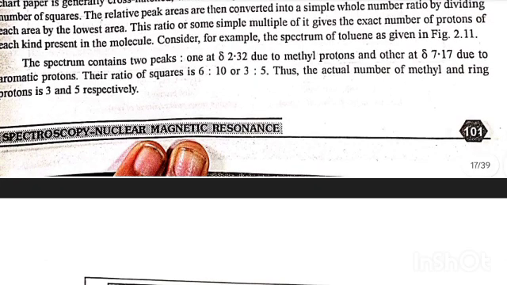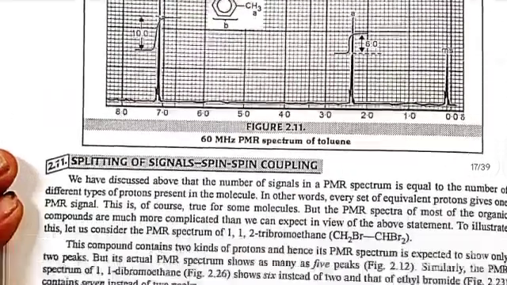The relative peak areas are then converted into a simple whole number ratio by dividing each area by the lowest area. The ratio or some simple multiple of it gives the exact number of protons of each kind present in the molecule. Consider, for example, the spectrum of toluene. The spectrum contains two peaks, one at delta 2.32 due to methyl protons and the other at delta 7.17 due to aromatic protons. The ratio of squares is 6:10 or 3:5. Thus, the actual number of methyl and aromatic protons is 3 and 5 respectively.